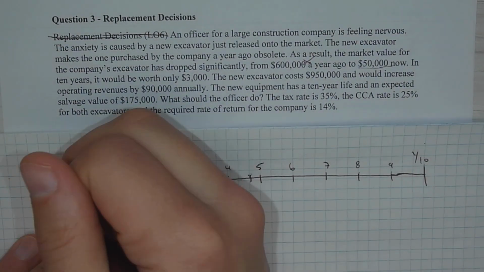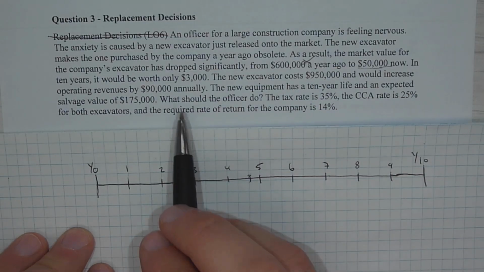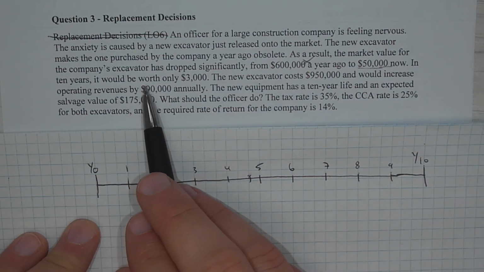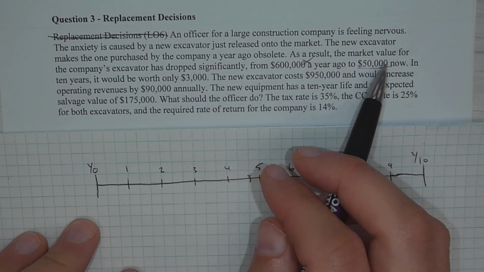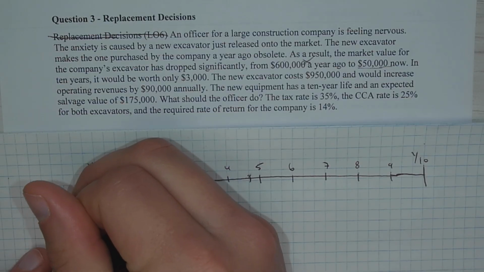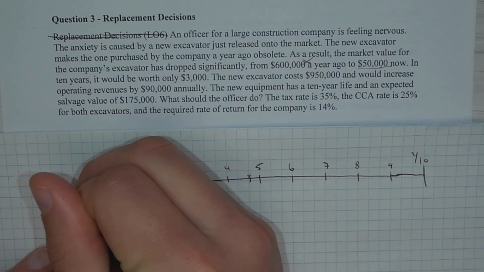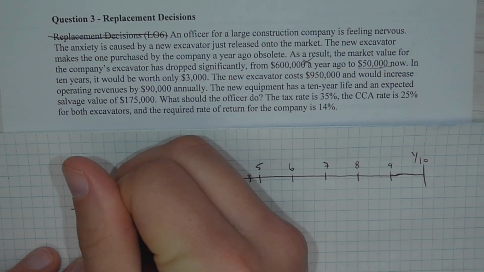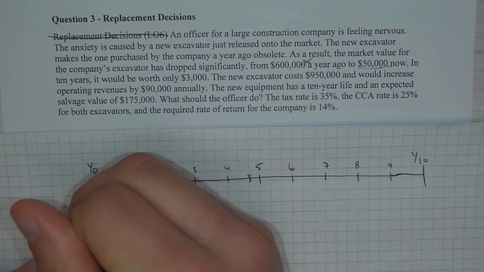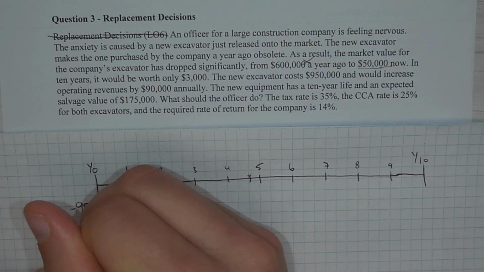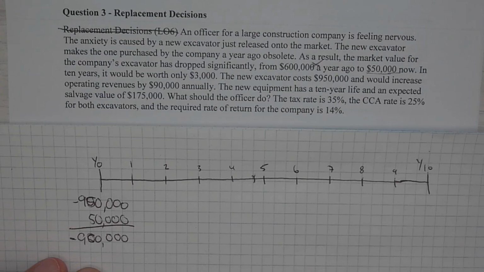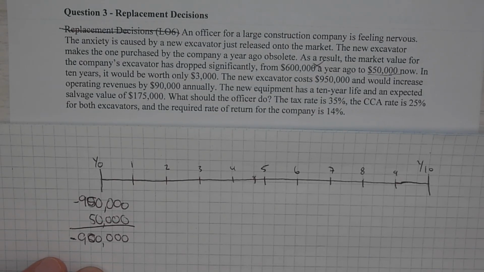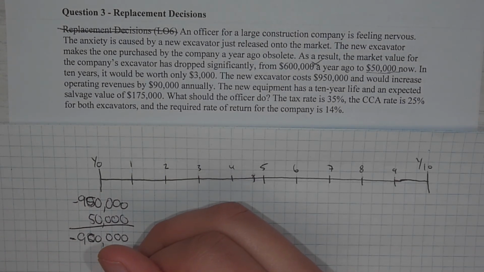So we have a purchase price here of $950,000, but if we go ahead and purchase it, we can also sell the old one at $50,000. So $950,000 minus $50,000 equals an initial purchase price of $900,000 negative. So that's a cash outlay. Okay, and then what we also have is an annuity.